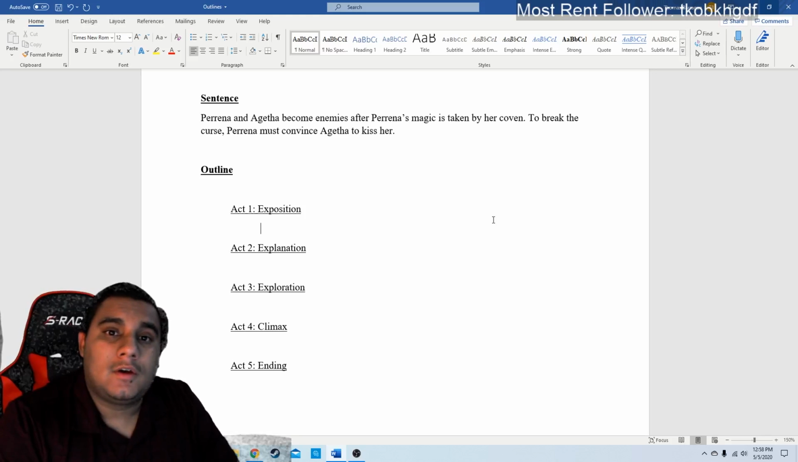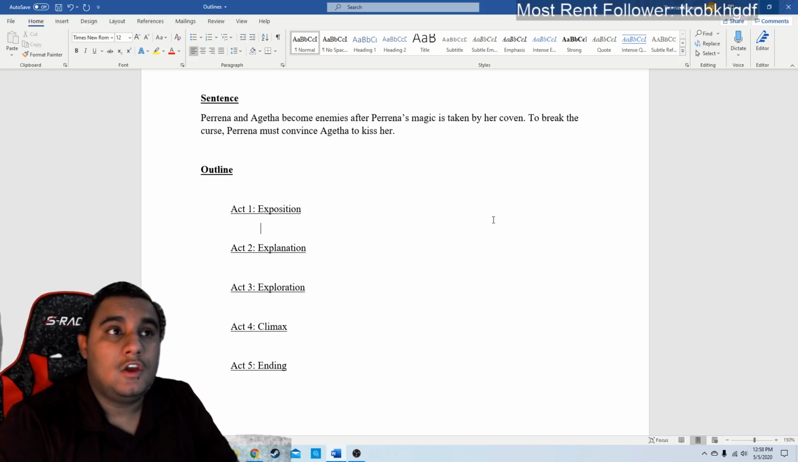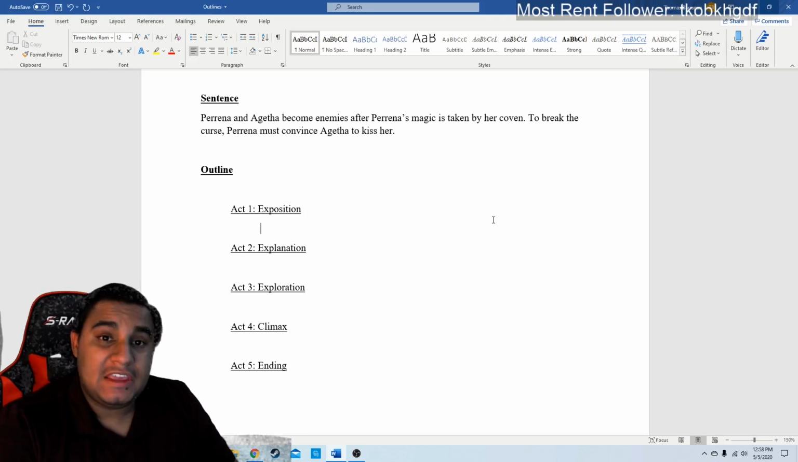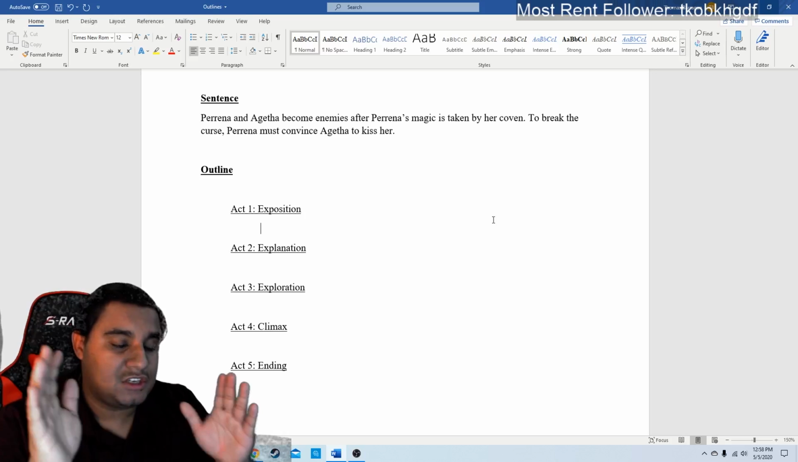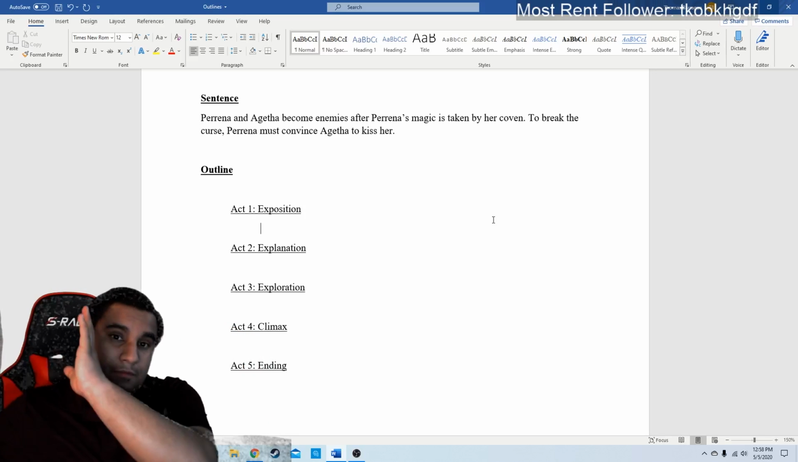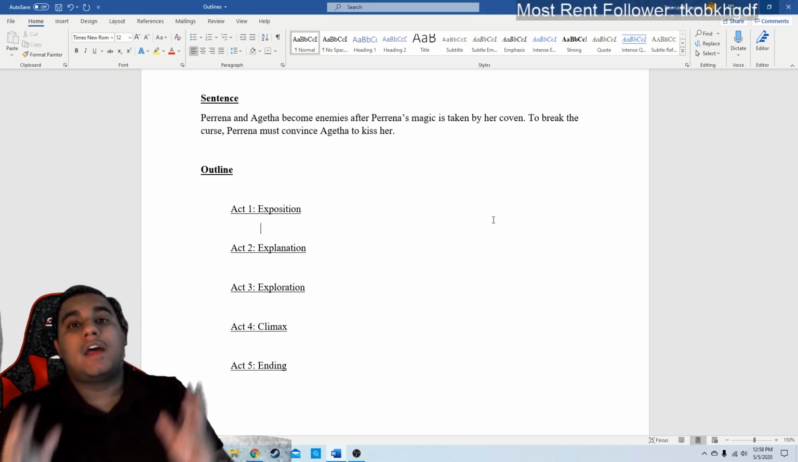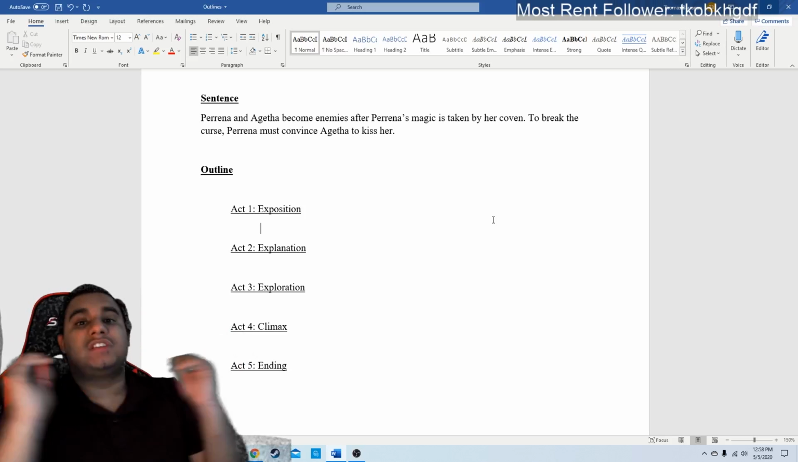Then comes the explanation part of it, where you basically lay out the beginnings of what's going to drive the plot forward, all right? Once you have the explanation done, the audience understands, okay, these are our characters. We know that from the exposition. This is where we are. Explanation, this is where the story is going to take us as we follow these characters through it.